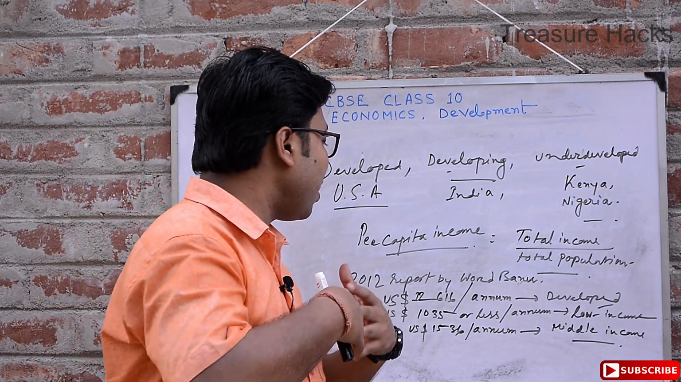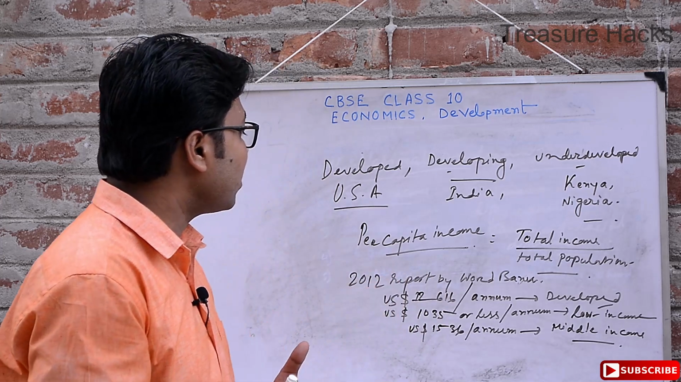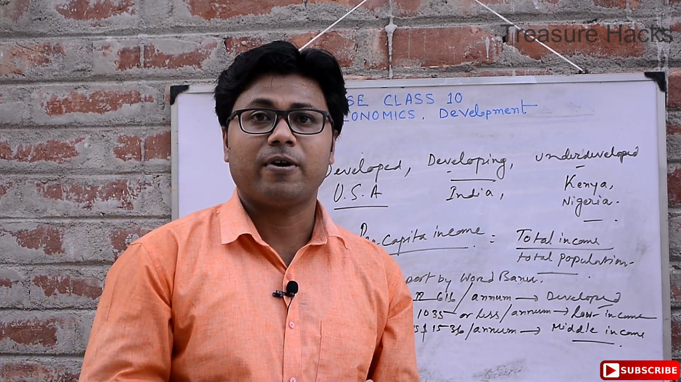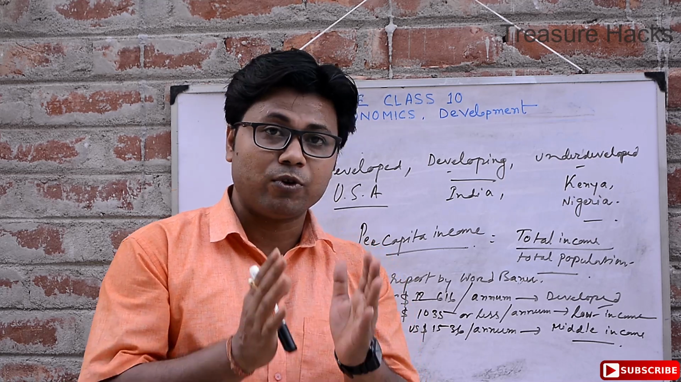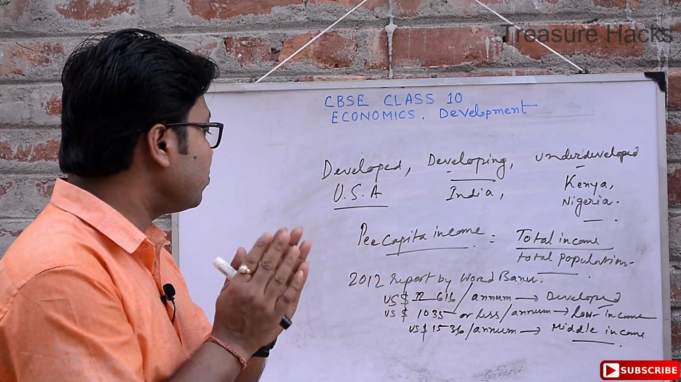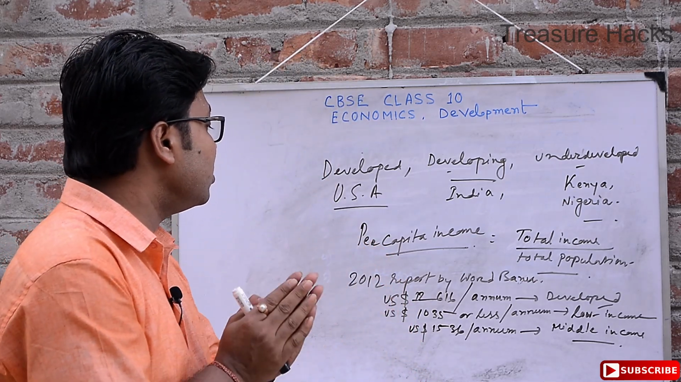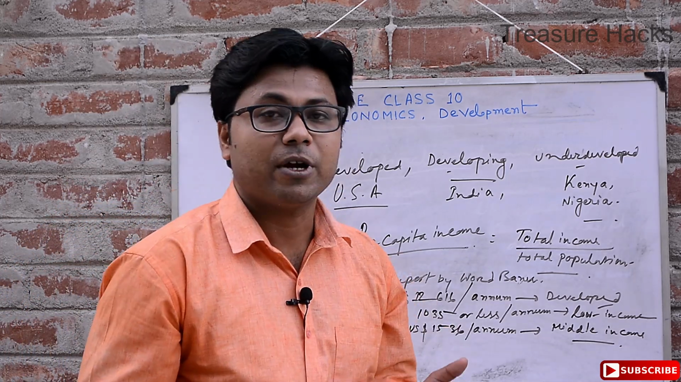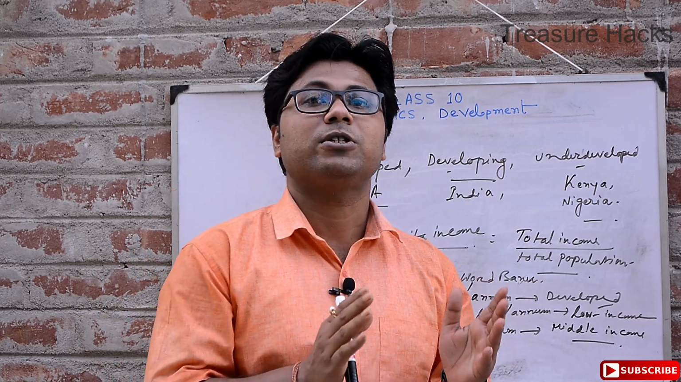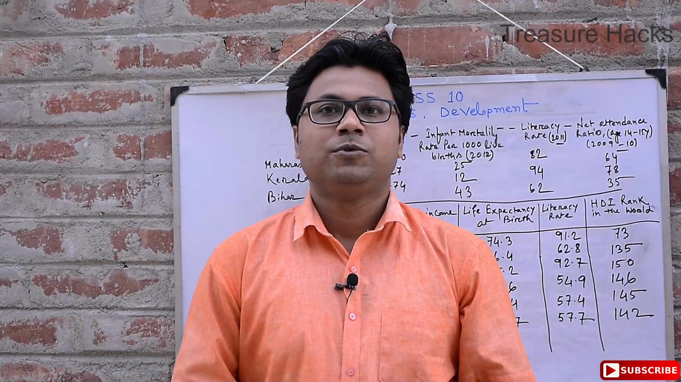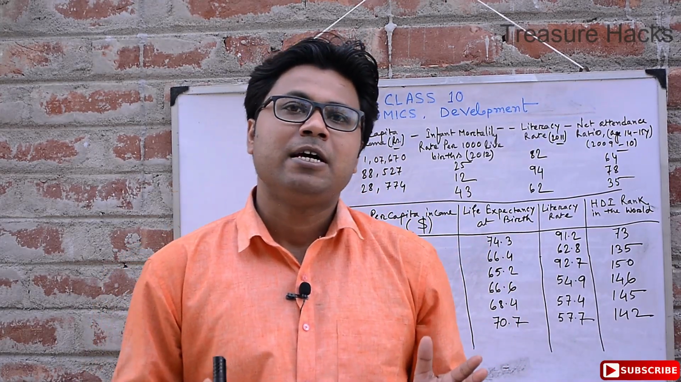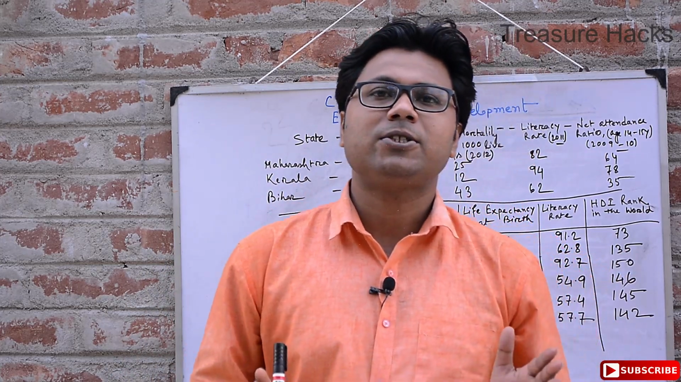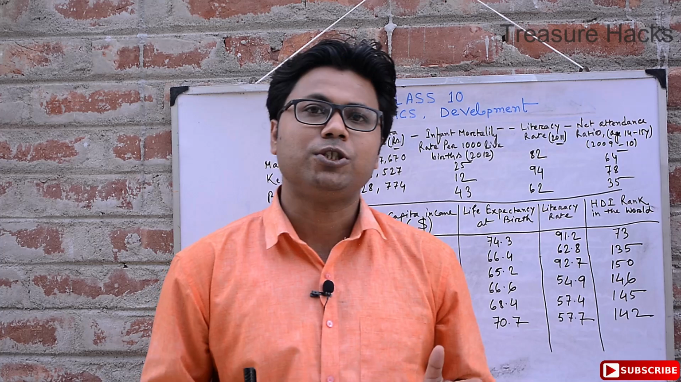The country whose per capita income is $12,616 or more per annum is called a developed country, and the country whose per capita income is $1,035 or less per annum is called a low income country or underdeveloped country. So per capita income is one criterion by which the developmental status of a country is determined.